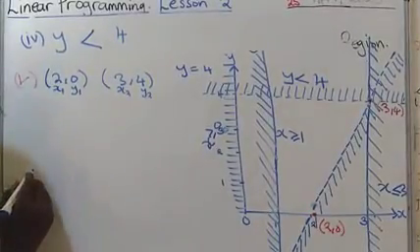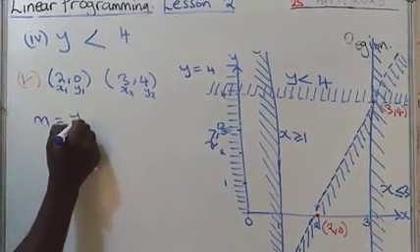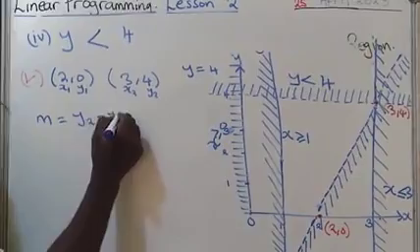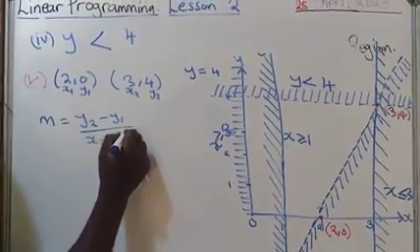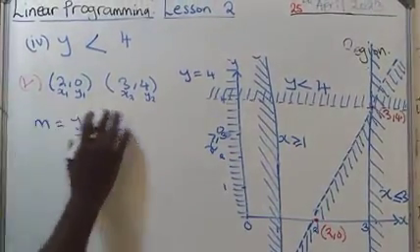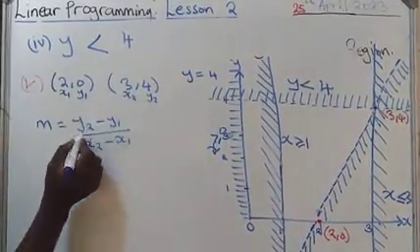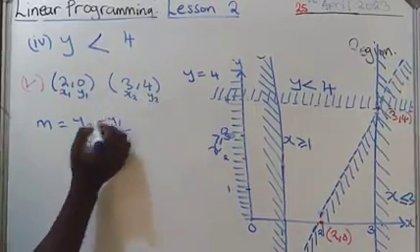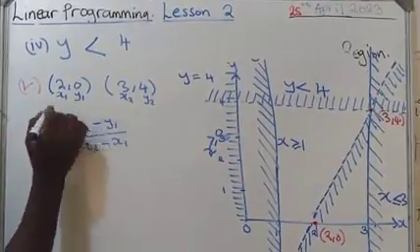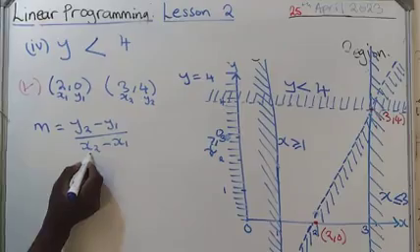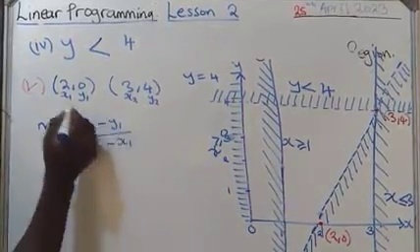So what is the formula for gradient? The formula is m equal to y2 minus y1 over x2 minus x1. So upon writing this formula, you just use it, okay? You have the coordinates here. So where there is y2, you put 4. Where there is y1, you put what? 0. Where there is x2, you put what? 3. Where there is x1, you put 2.